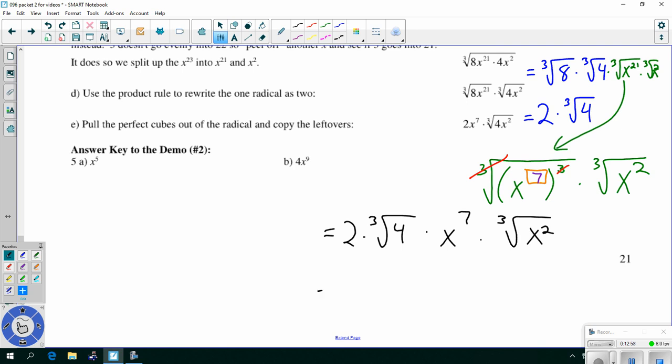And then our final answer is exactly this. We're just going to shuffle to the front all the things outside the radical. So that's a 2 and an x to the 7th. And then we're going to combine the 2 things in the radical into a single radical. So this is our product rule again. 2 radicals multiplied, you can smush together and make one single radical multiplication inside. So that is our final answer, 2x to the 7th times the cube root of 4x squared.